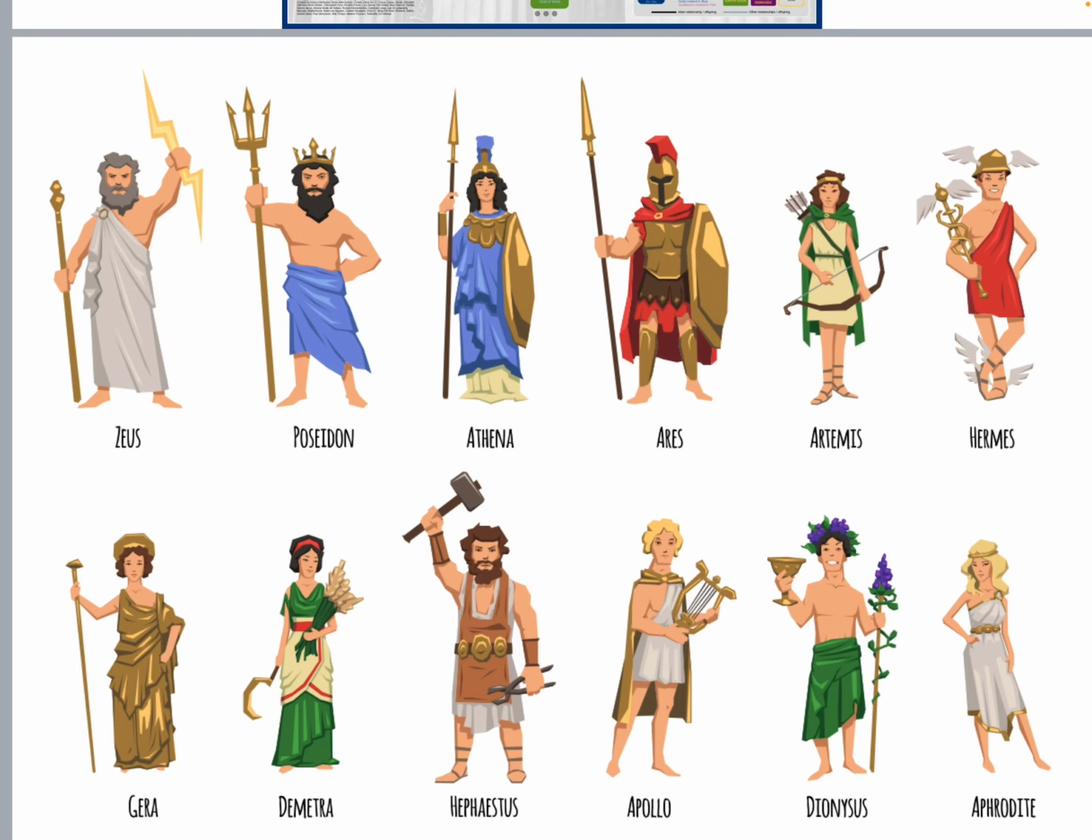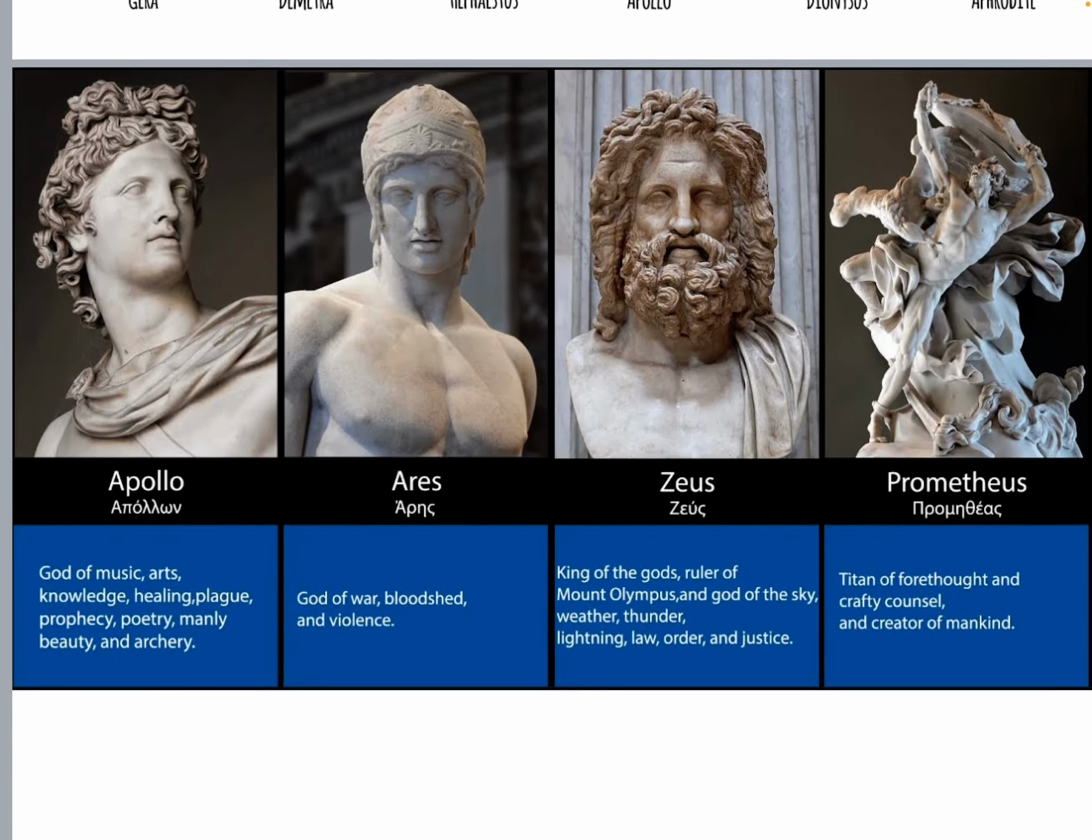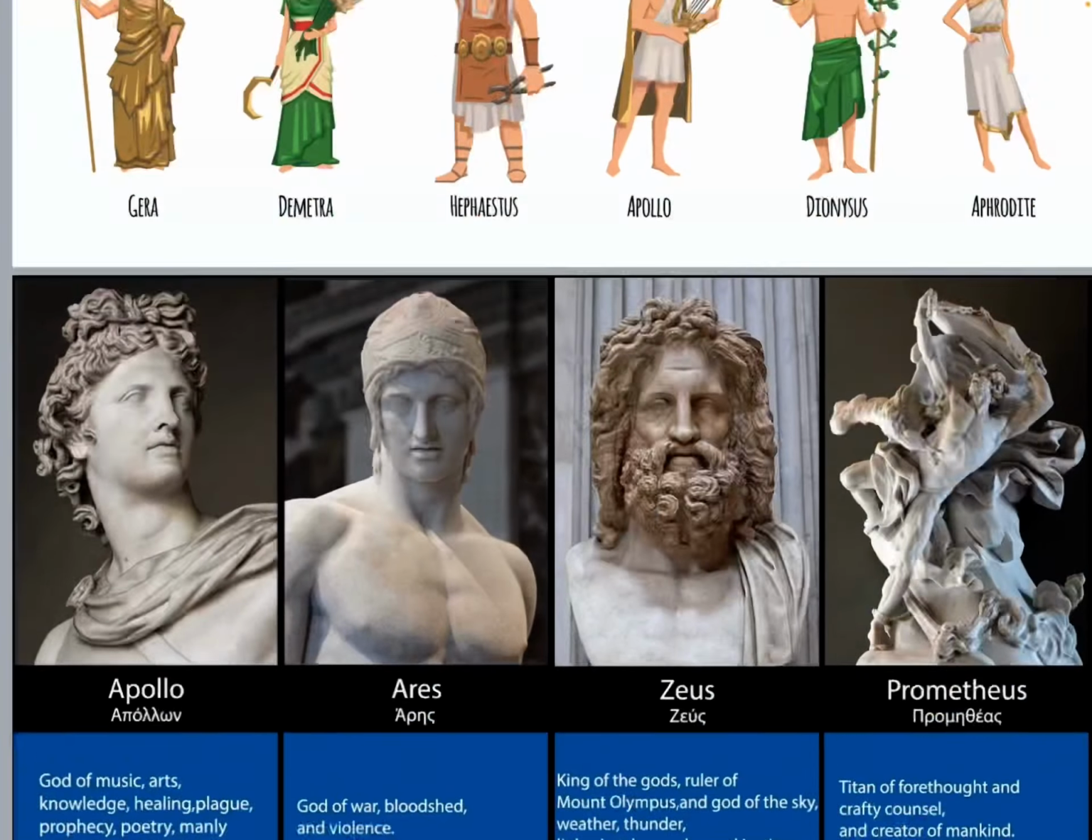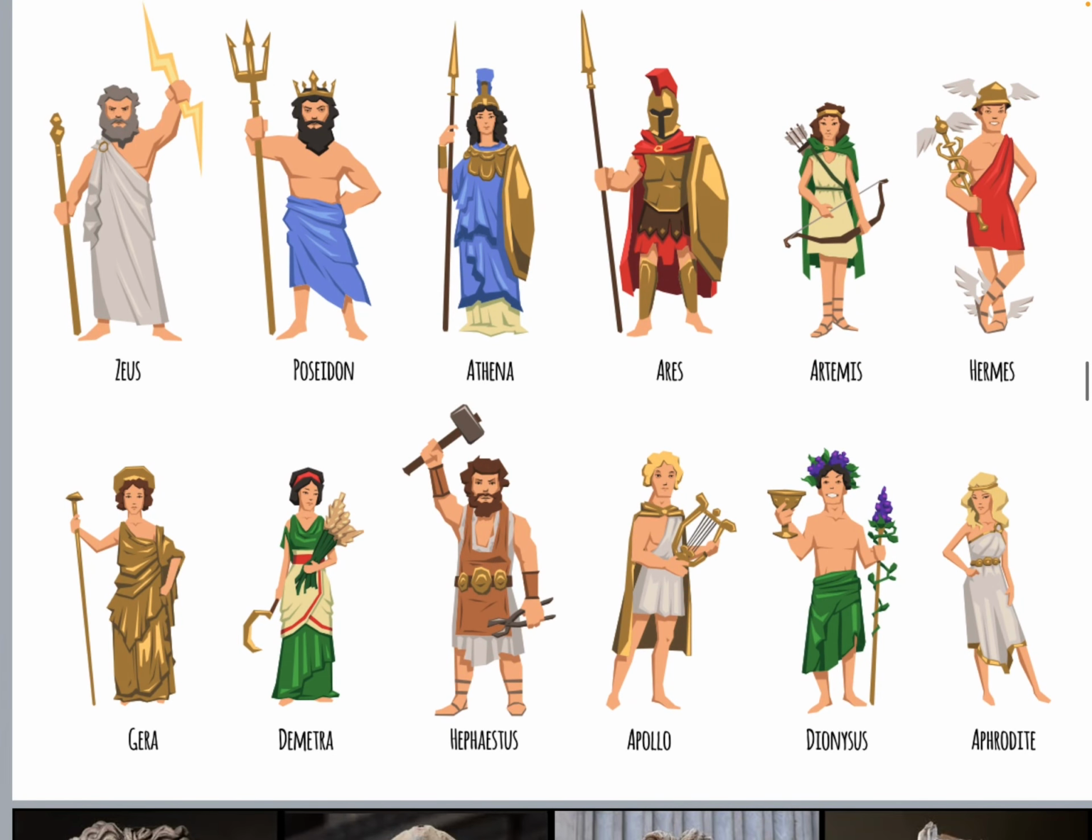So Zeus, Poseidon, and Hades. Oops. Zeus, Poseidon, and Hades. I can't find them. Okay. I don't understand why Hades is not here, but it doesn't matter. So those are the main three brothers, right?